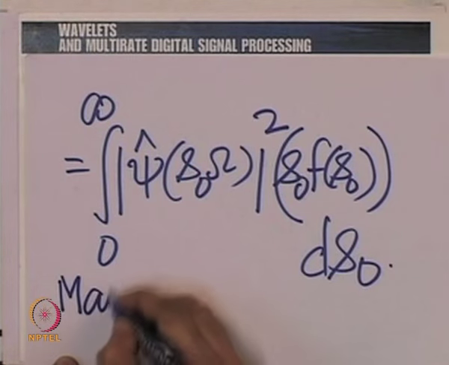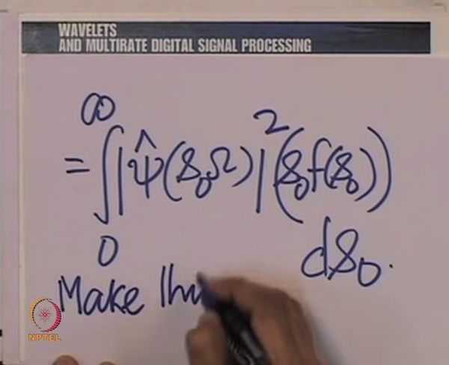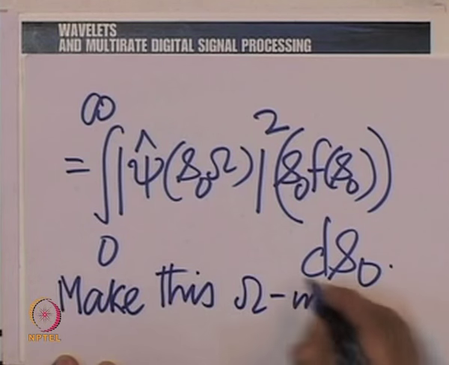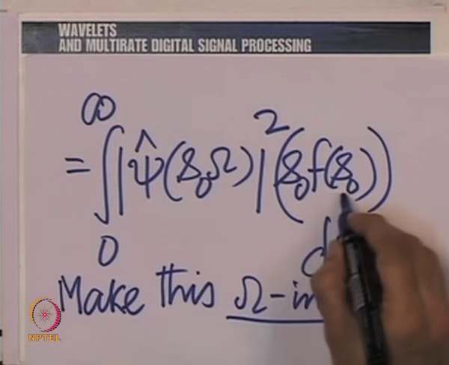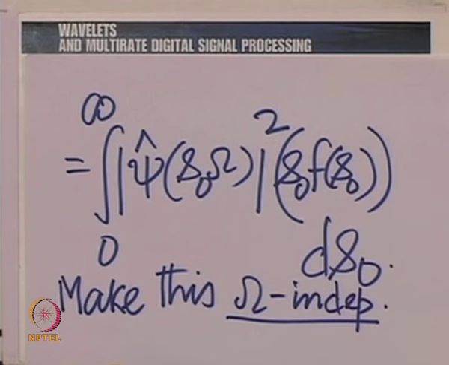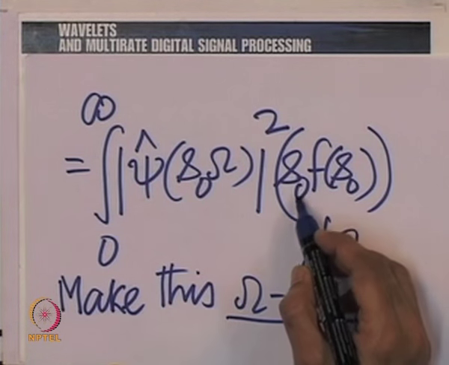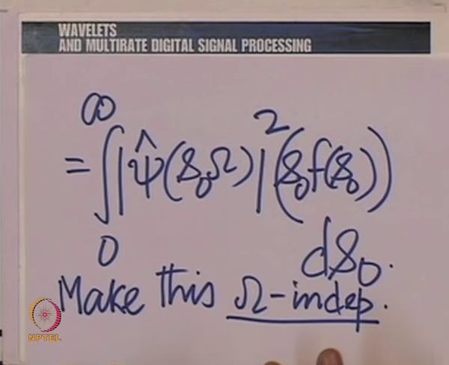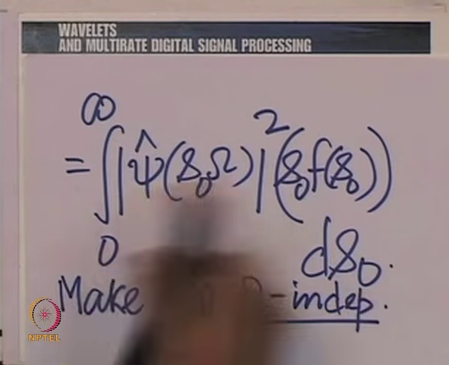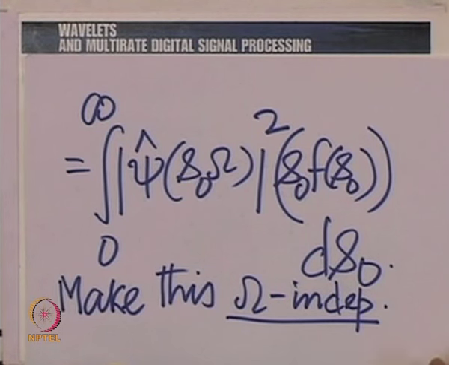So, we must make this omega independent. And that is where the role of this weight function is. We'll employ s naught, f s naught, d s naught. You know, this part can be nicely configured to make this integral independent of omega. And to do that, we use the following lemma.